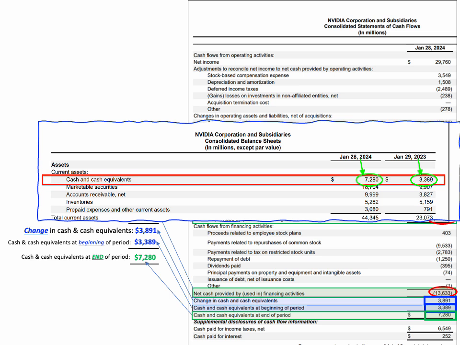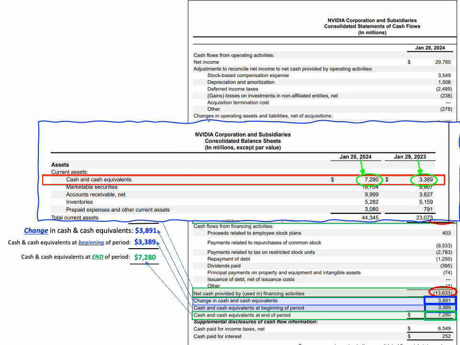On the far right, you look at the previous period, meaning when they reported last year, they said, hey, look, we have 3.389 cash and cash equivalents. And this period that we just reported, it's now higher. It's at 7.2.